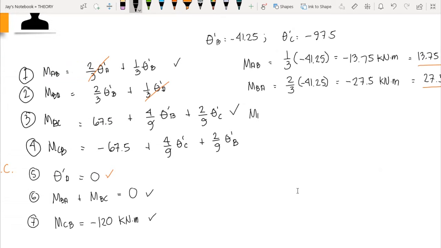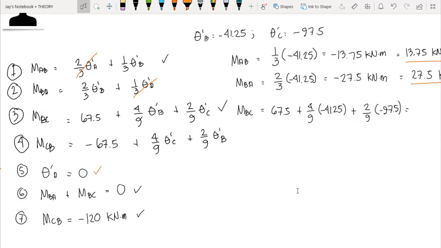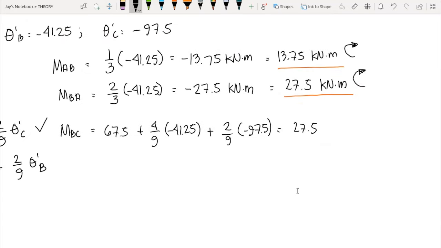Now for MBC, we have 67.5 plus 4 over 9 theta prime B of negative 41.25 plus 2 over 9 theta prime C of negative 97.5. This should be equal to MBA, because we have the condition that MBA and MBC are equal in terms of magnitude of the moment, because they are at the same point, which is point B. So we have 27.5 kilonewton meter, and it is positive, therefore our rotation here is counterclockwise.